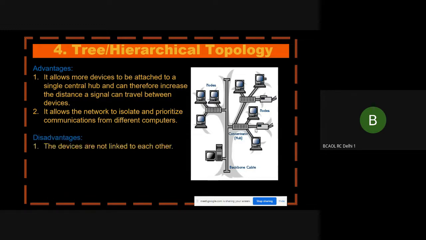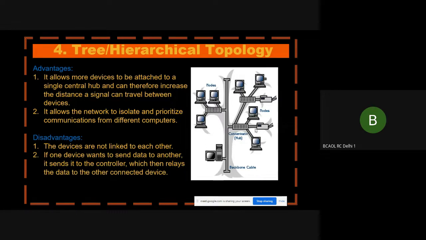And the disadvantages are that the devices are not linked to each other directly. If one device wants to send data to another, it sends it to the controller, which then relays the data to other connected devices, just like in star. And if this backbone doesn't work, then what happens? Again, nothing will be of any use. These computers can communicate with each other, but these computers cannot communicate with these.